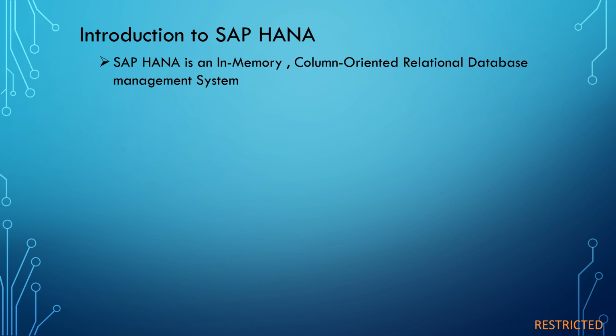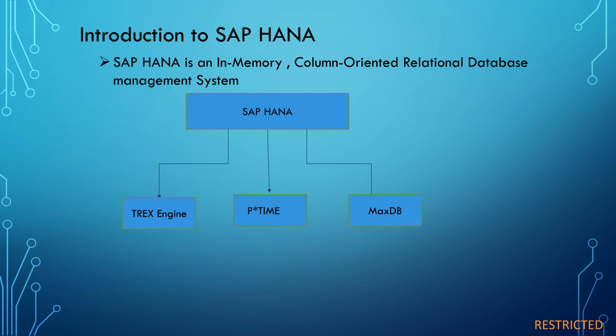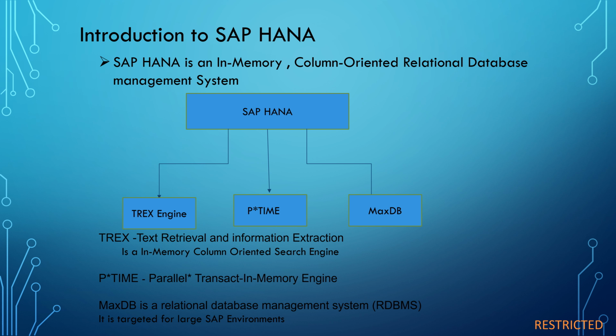Introduction to SAP HANA. SAP HANA is an in-memory column-oriented relational database management system. Hence, HANA is called OLTP, Online Transaction and Analytical Processing System. SAP HANA includes the TREX engine, P-time, and MaxDB.